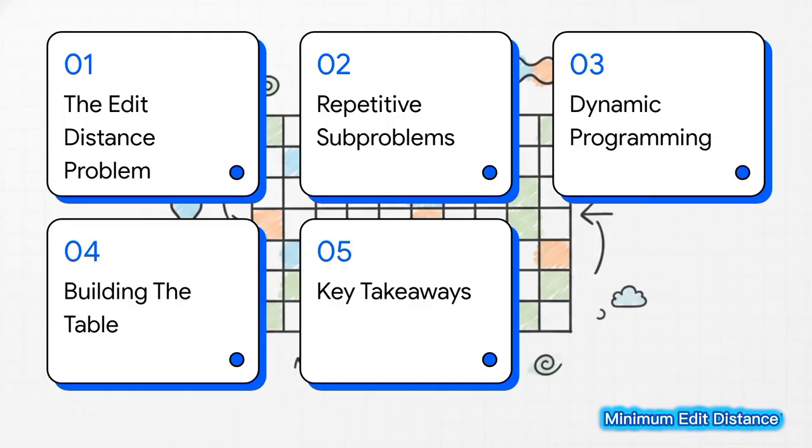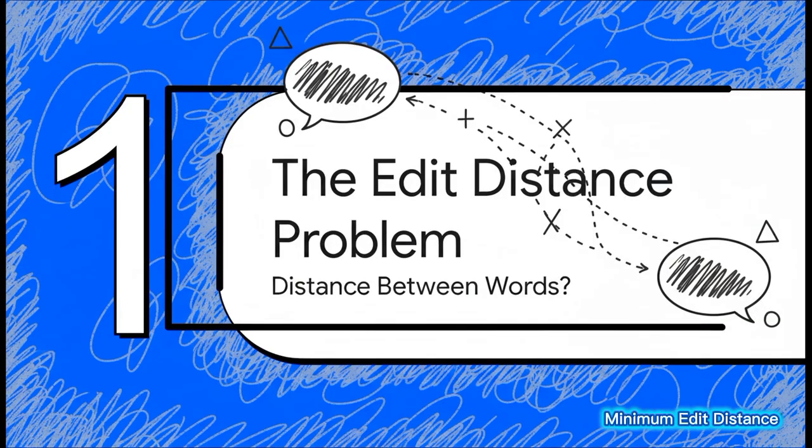So here's our roadmap. First, we'll get a handle on what the problem actually is. Then we'll look at the obvious solution and see why it's a bit of a performance trap. That will lead us to the much cleverer dynamic programming approach. We'll even build one of the solution tables together, step by step, and we'll finish up with the key points to remember and some real-world applications. Right, let's get started. Section 1, the edit distance problem.